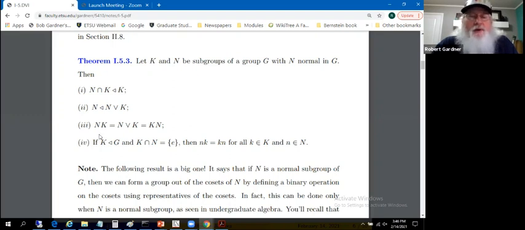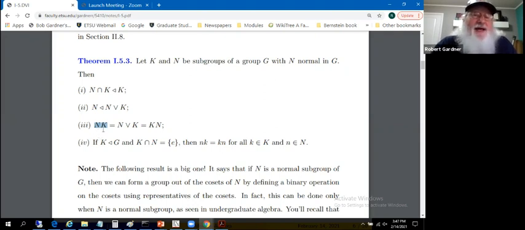Part 3, and arguably this may be the most useful, says NK equals N join K equals KN. Okay, we defined NK in this setting as a set, not a group. We said if K and N are subgroups or subsets of group G, then this denotes all elements of G of the form little n times little k, an element of this set times an element of that set, in that order. So even when N and K are subgroups, this may not be a subgroup, but we're getting some information about that right here.